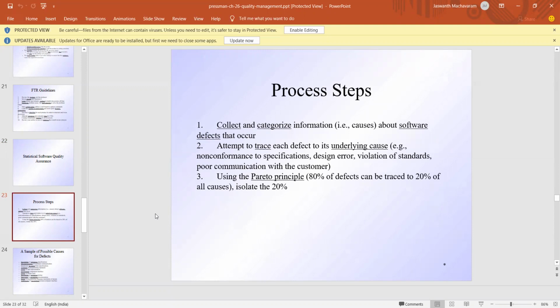The first step is to collect and categorize information about the software defects that occur, and attempt to trace each defect to its underlying cause. Examples are non-conformance to specifications, design error, violation of standards, and poor communication with the customer. These are the main effects of the attempt to trace. The next step is using the Pareto principle, which says 80% of defects can be traced to 20% of all causes, and to isolate those 20%.